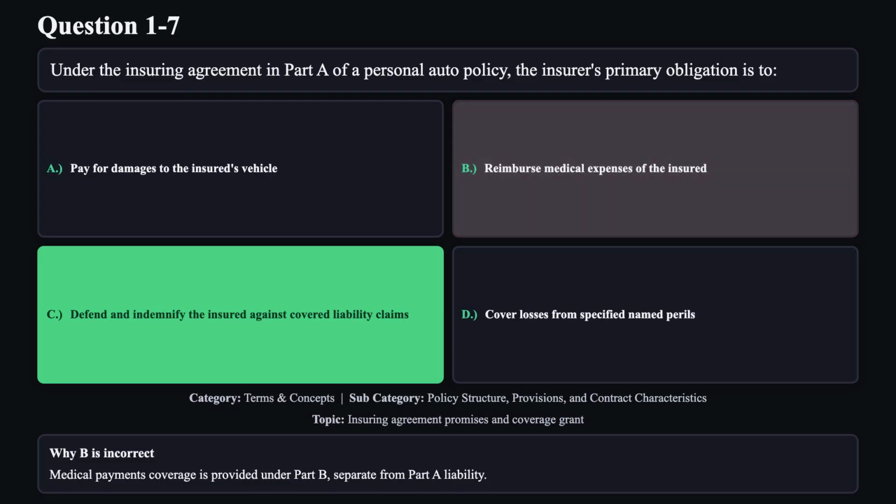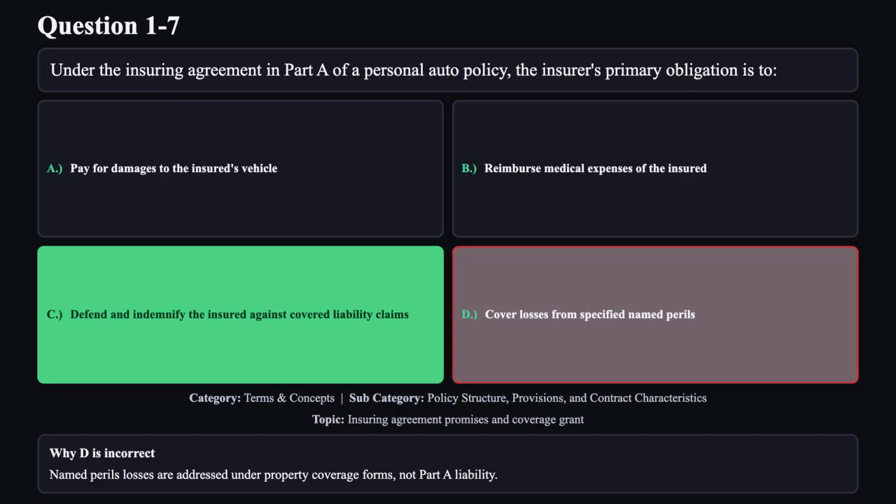Reason B is not correct. Medical payments coverage is provided under Part B, separate from Part A liability. Reason D is not correct. Named perils losses are addressed under property coverage forms, not Part A liability.